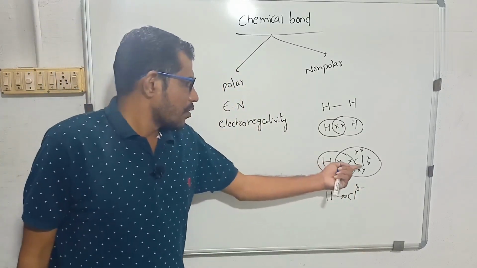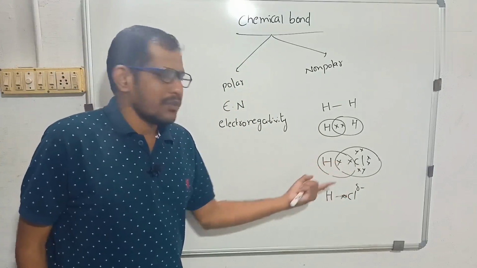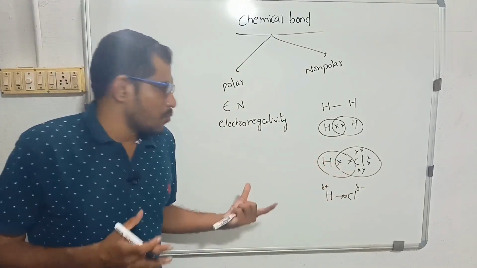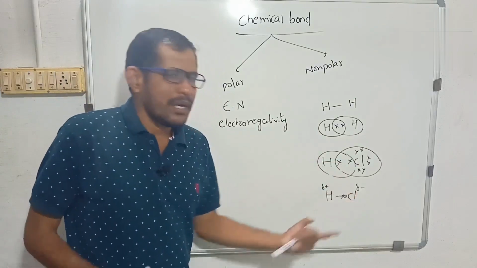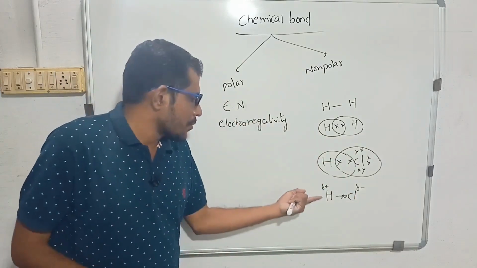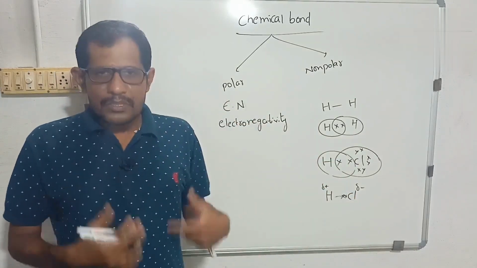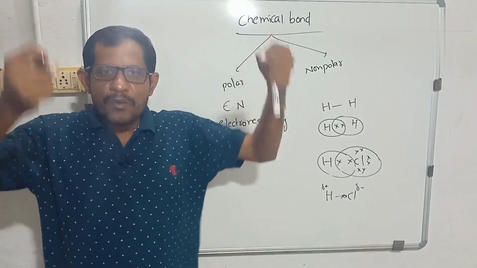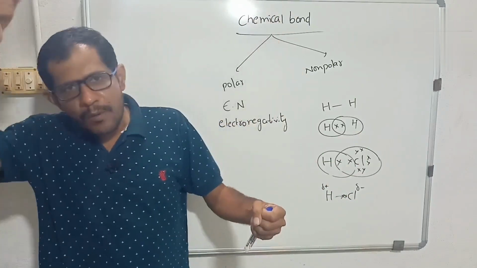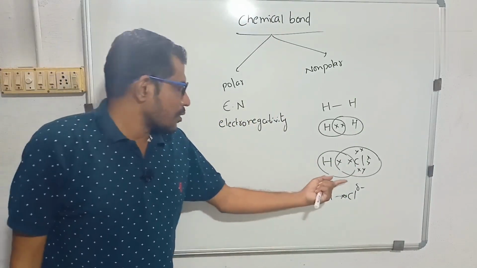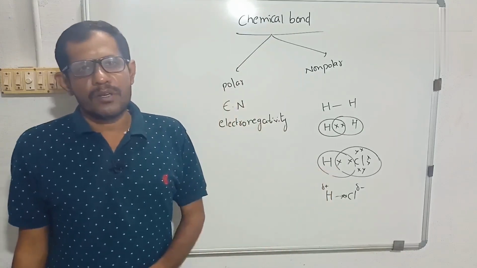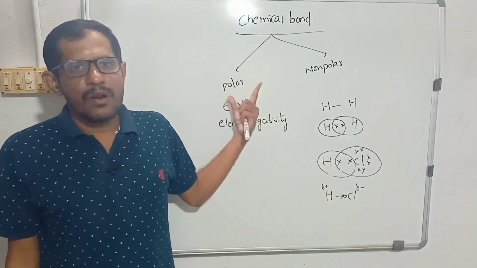I repeat, chlorine has more electronegativity, so the shared pair of electrons moves towards chlorine. That's why a partial negative charge develops on chlorine and a partial positive charge on hydrogen. Two poles are formed, one positive and one negative. That's why HCl is a polar molecule.